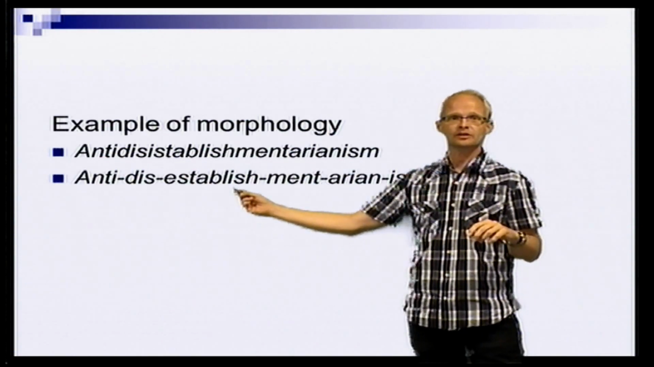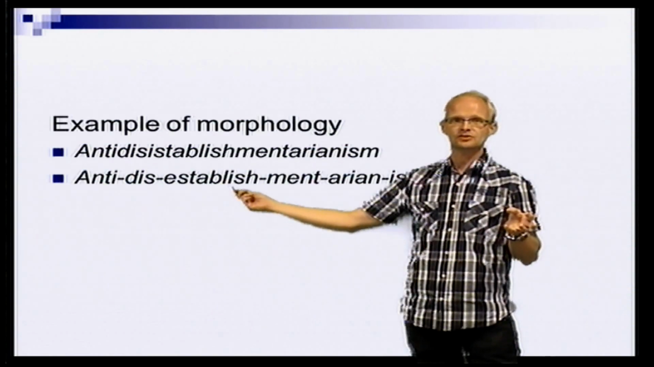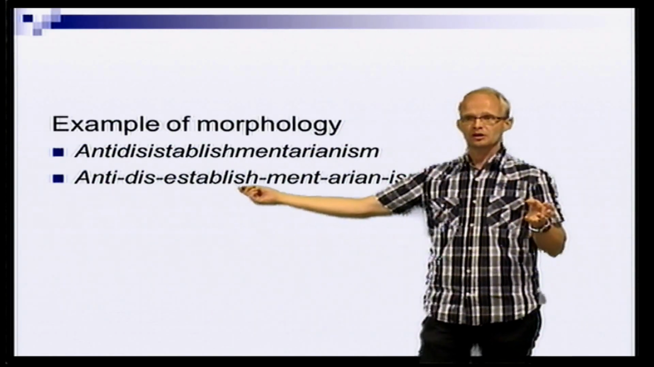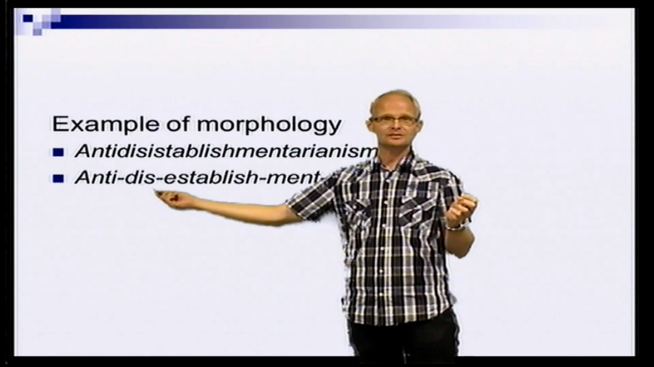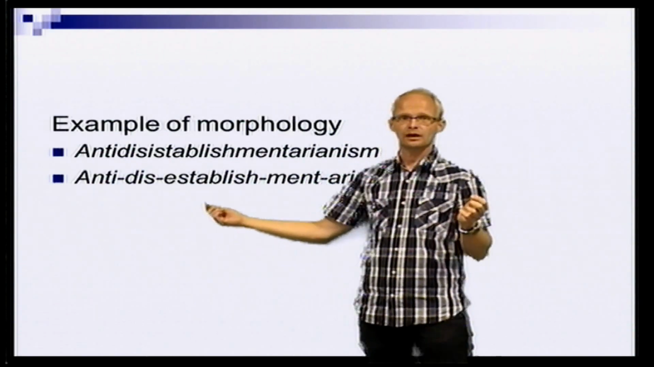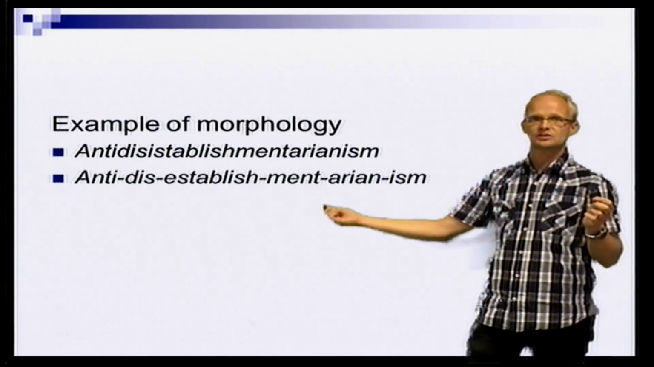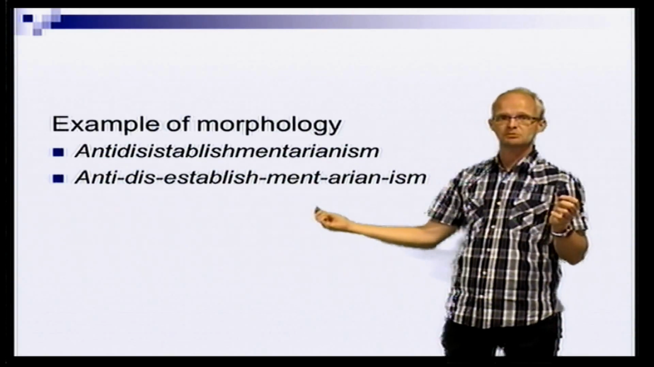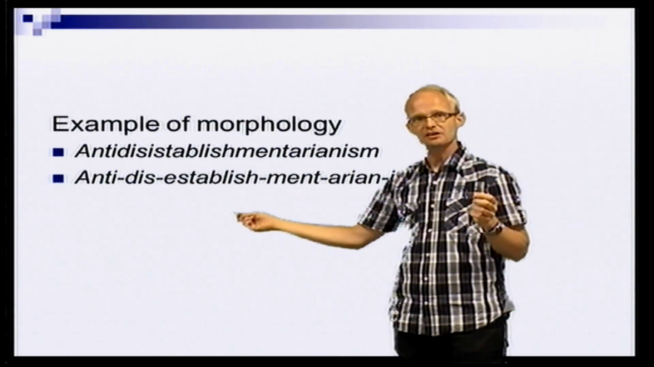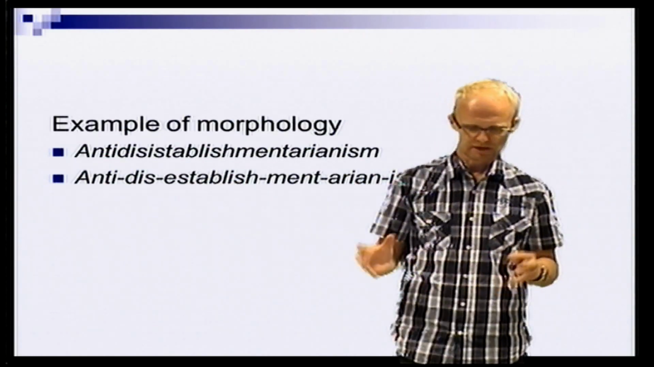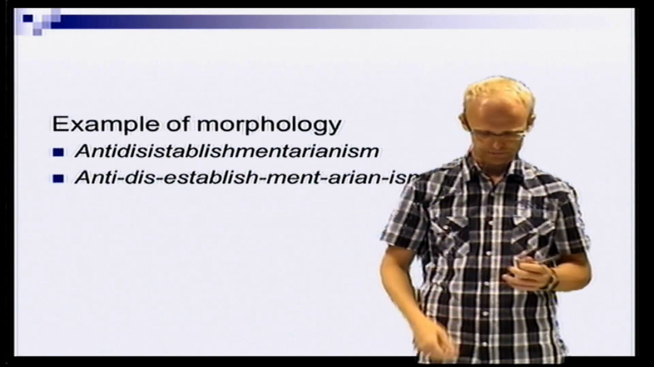The core here is the morph establish. And then, as you can see, there are a number of prefixes. Anti and dis are prefixes. They precede their core. And then there are a number of suffixes following the word. Establishment, establishmentarian, establishmentarianism, and then disestablishmentarianism and anti-disestablishmentarianism. So adding a lot of morphs to form a word.